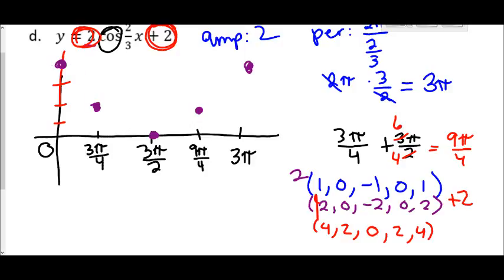Whoops, let's redraw that. That went a little crazy. Connect those points for our sine function, or cosine function, excuse me. So there it is. There's our graph, and we are done.